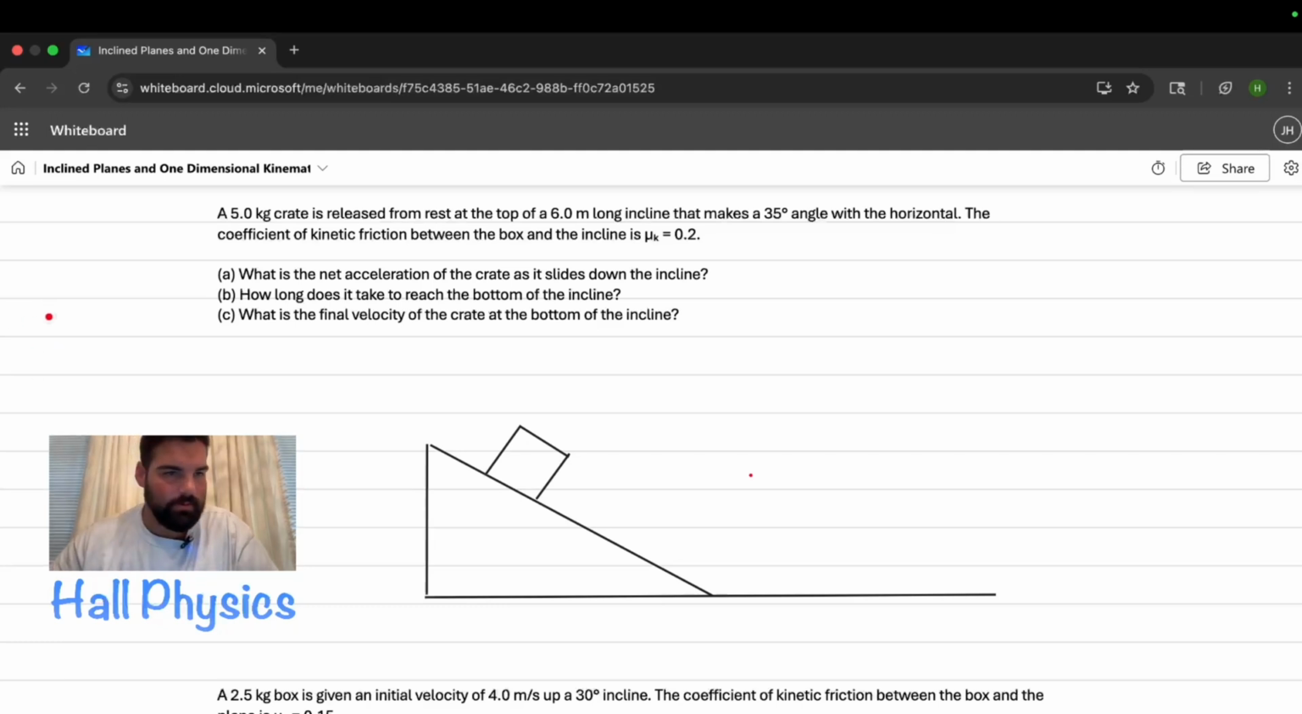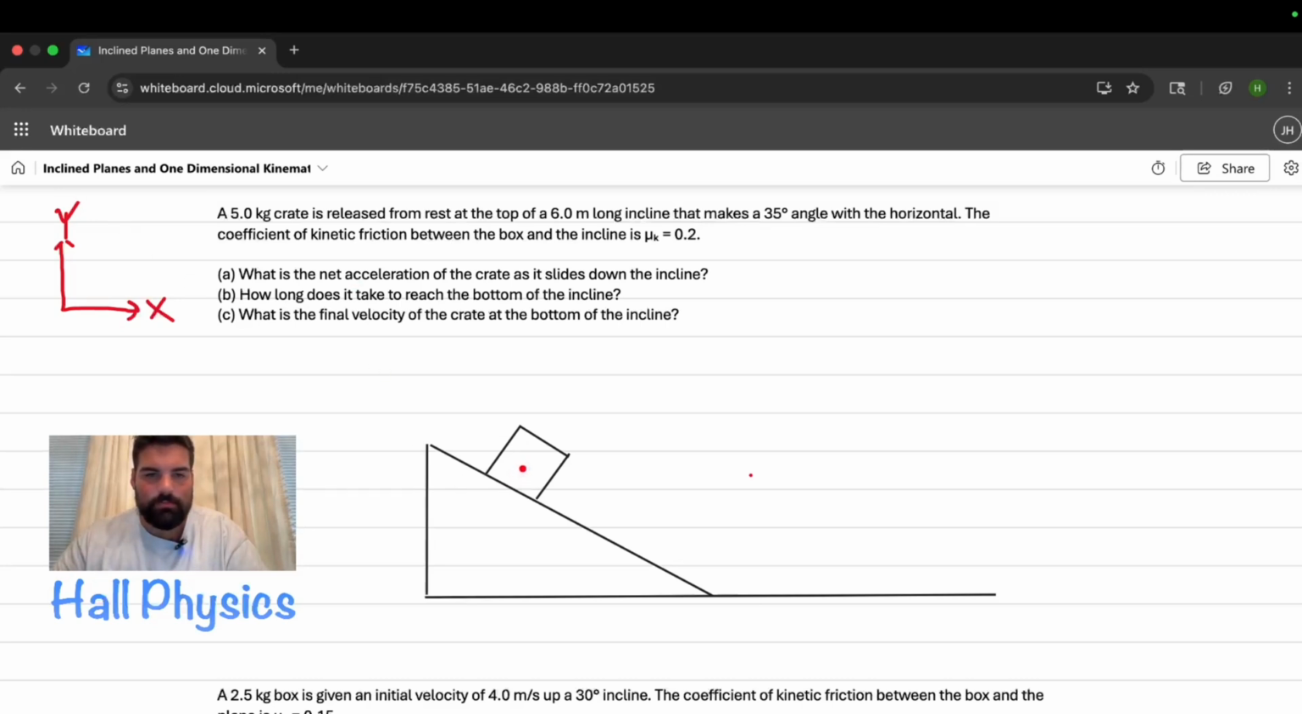So let's do as we always do. Establish our x and y coordinate system. So x will be this direction, y will be in this direction. Okay. Now let's draw a free body diagram.